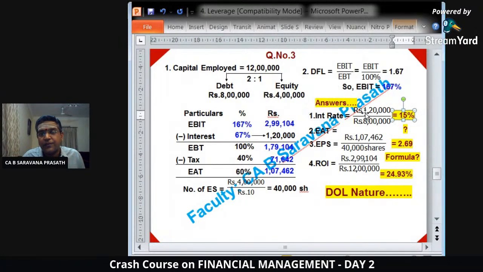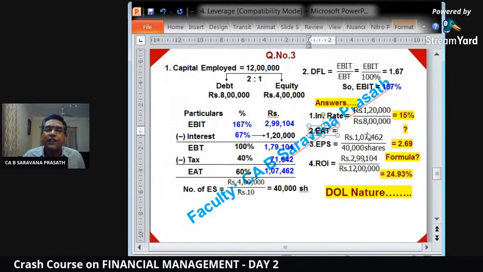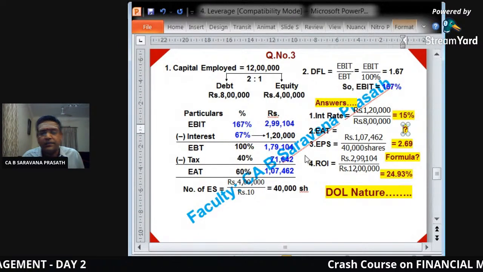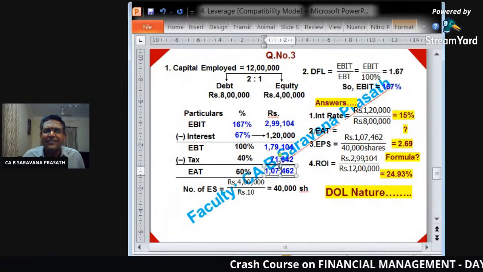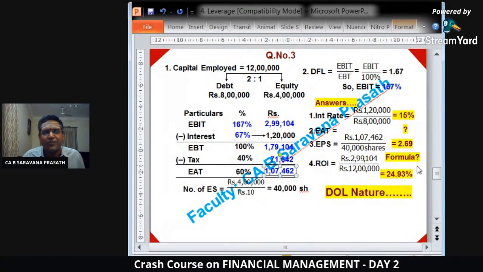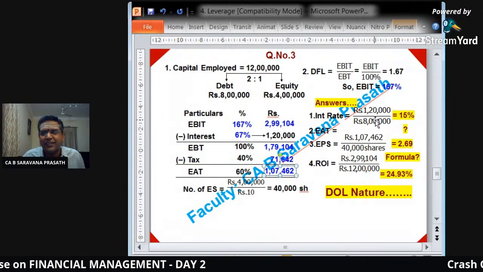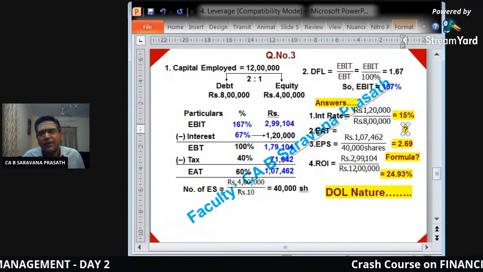This is the computation. The second question says, write what is the EAT. I have to just copy the number. I have put a question mark here. You are well aware, this is the EAT, 107,462. So when you present the answer in the professional examination, please ensure that you write the number properly.